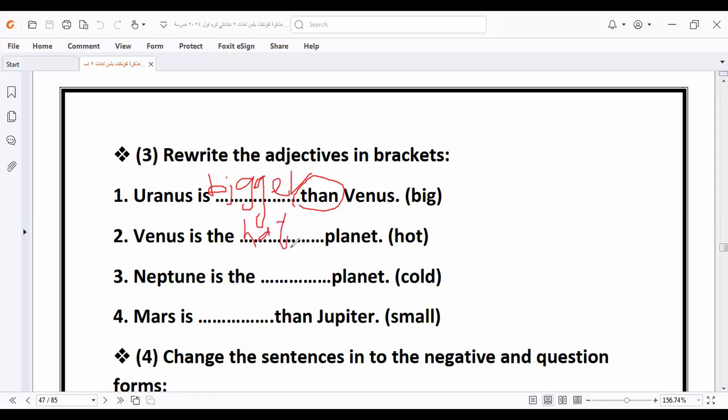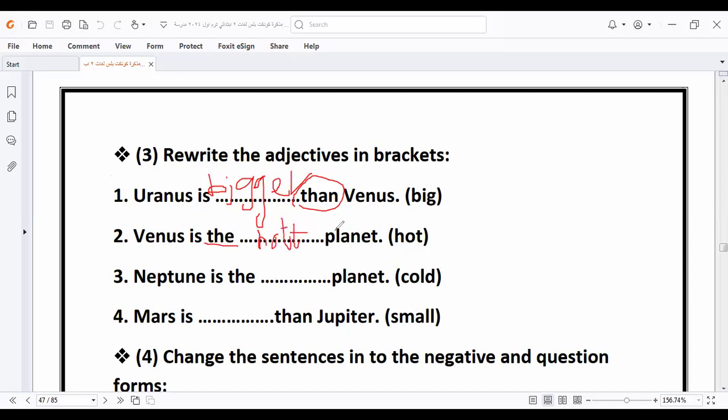It's hotter than planet. It's the hottest. Okay, so we have here a mistake. Here I put hot in the superlative form, like this: the hottest, to be the hottest.